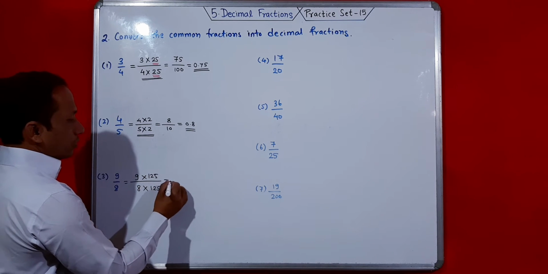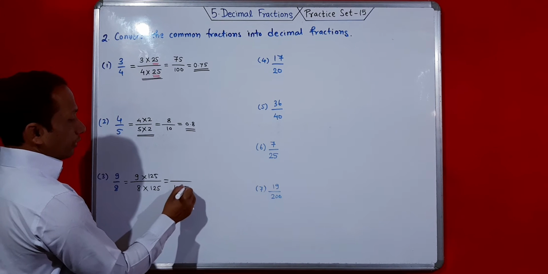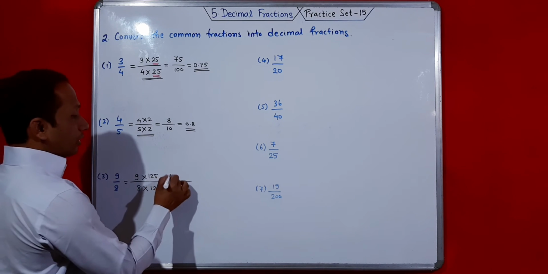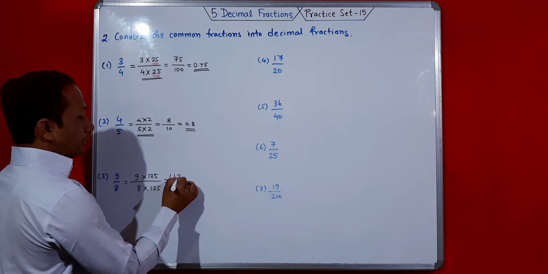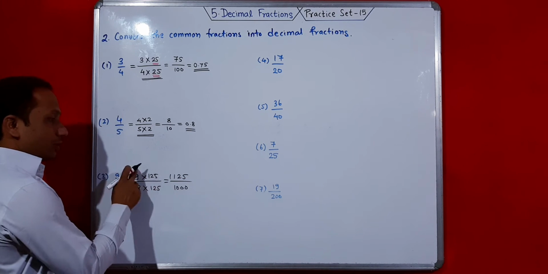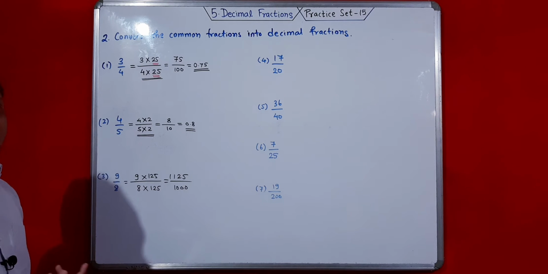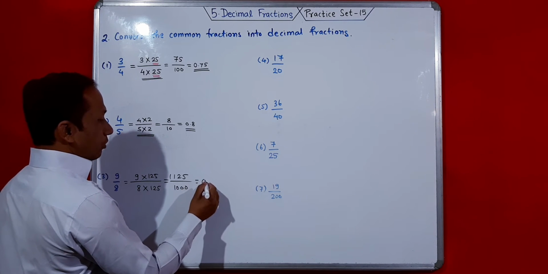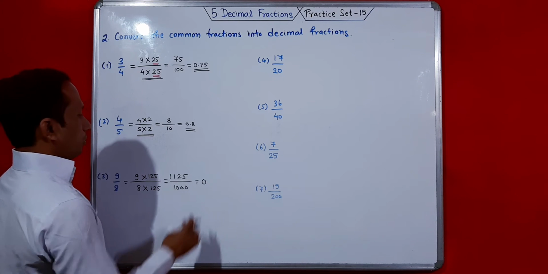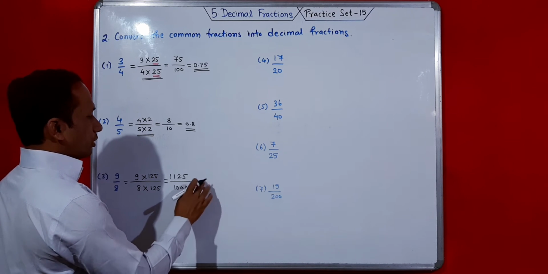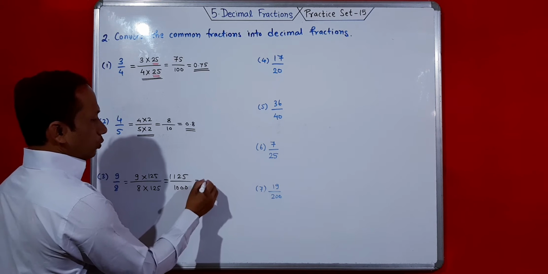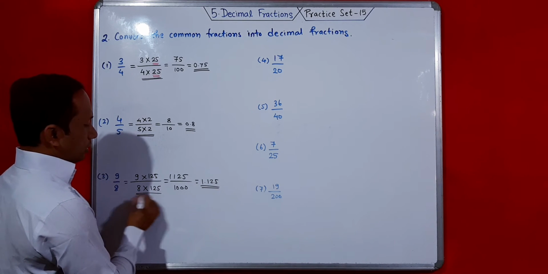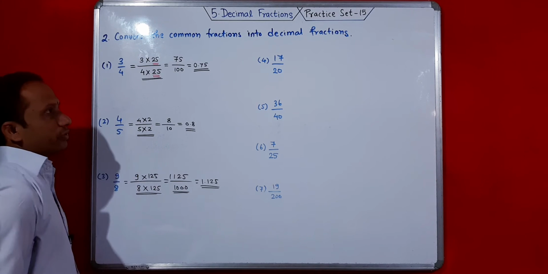Okay, so if I multiply by 125 I'll get 1000. And this will be 1125 because it is 9. One more 125. So divide, and you'll get 0.1125, because 3 zeros are there, so place the point after three places. This is your decimal fraction. So this is your conversion.